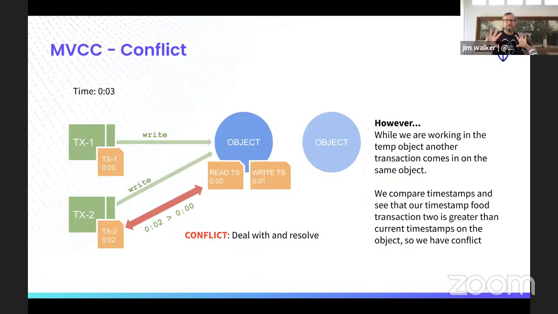So we're using these two timestamps on the object to mitigate what's going on in that object, because I have not committed my first write yet. And I have a conflict. So that's the conflict. That's what MVCC allows you to do. It basically allows you to identify when two transactions are trying to write to the same object at the same time.